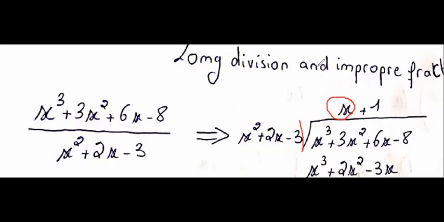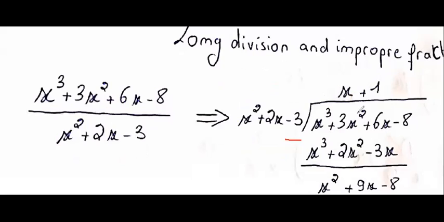Then we subtract x cubed plus 2x squared minus 3x from x cubed plus 3x squared plus 6x minus 8. So x cubed minus x cubed is 0. 3x squared minus 2x squared, it's x squared. 6x minus minus 3x, so plus 3x, it's 9x, and minus 8 minus 0, because I do not have a constant here, so it's minus 8.